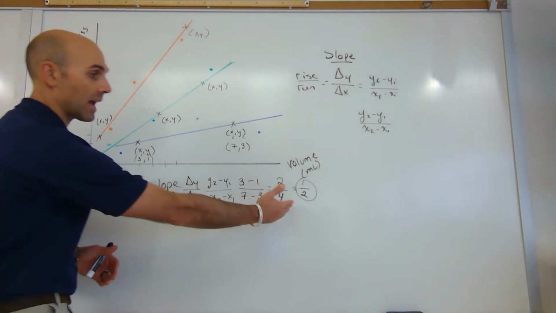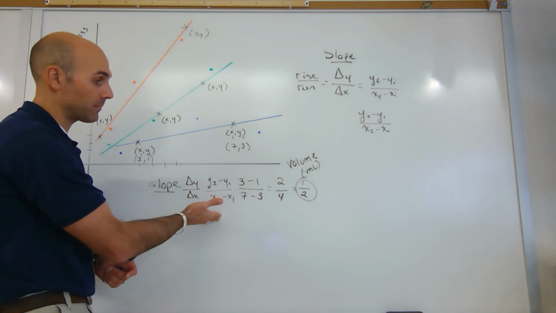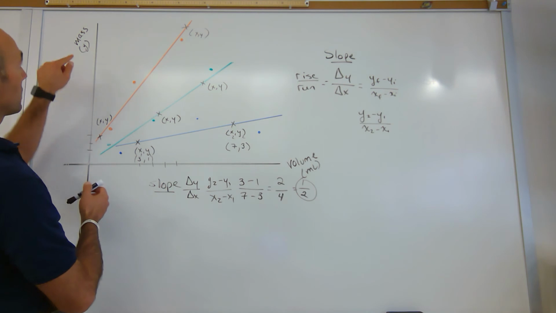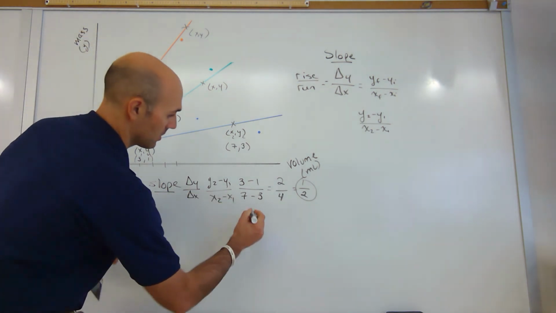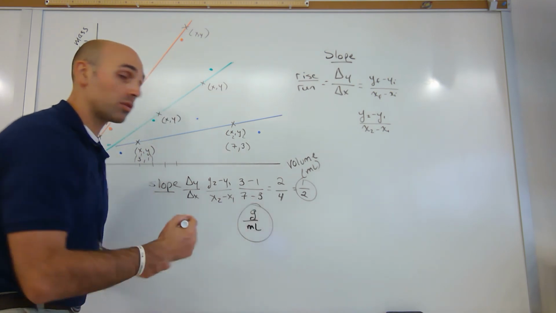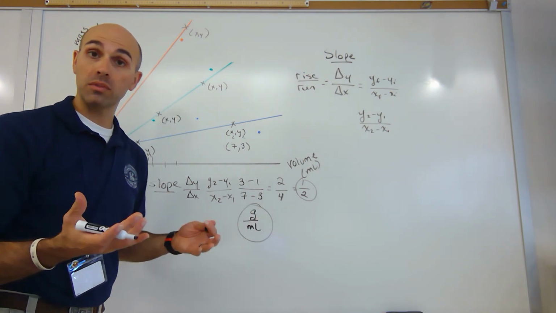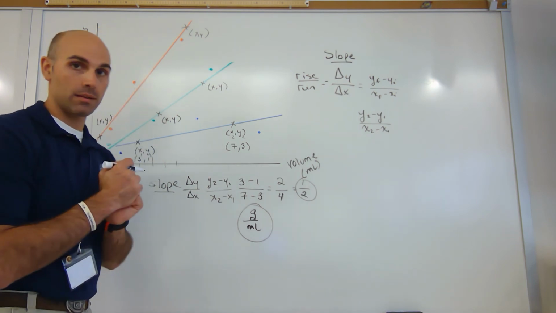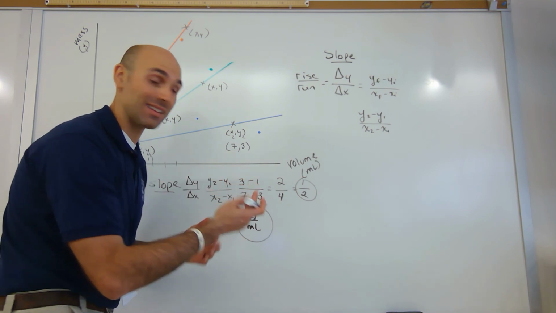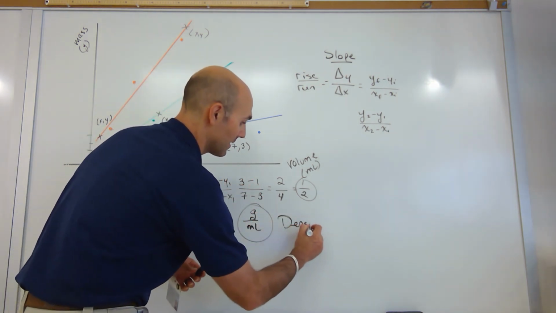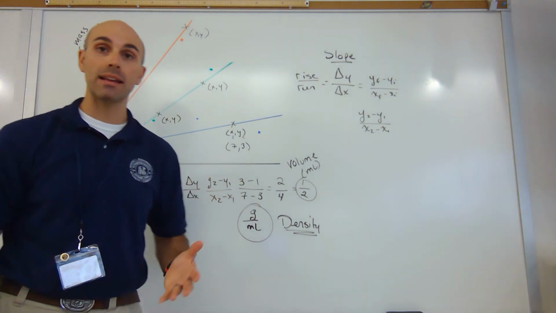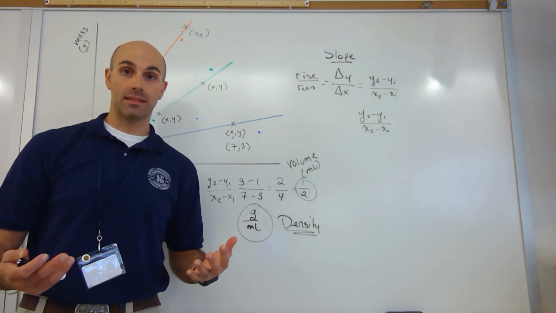Now, looking a little more closely at this, we have a slope, and that slope is calculated by dividing y's by x's. Take a look at what the units are for the y's and the x's. The unit for y is grams. The unit for x is milliliters. So your units are grams over milliliters, grams per milliliter. That is the unit that happens to be used for density. So guess what? By calculating the slope of your data, you've actually found the density.